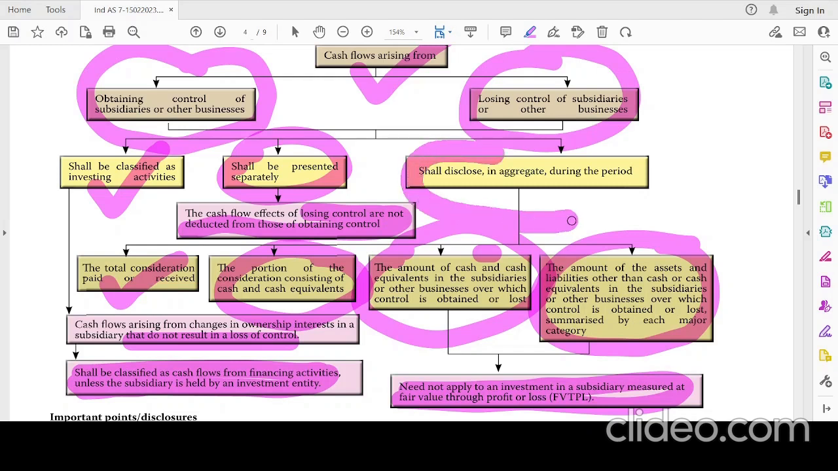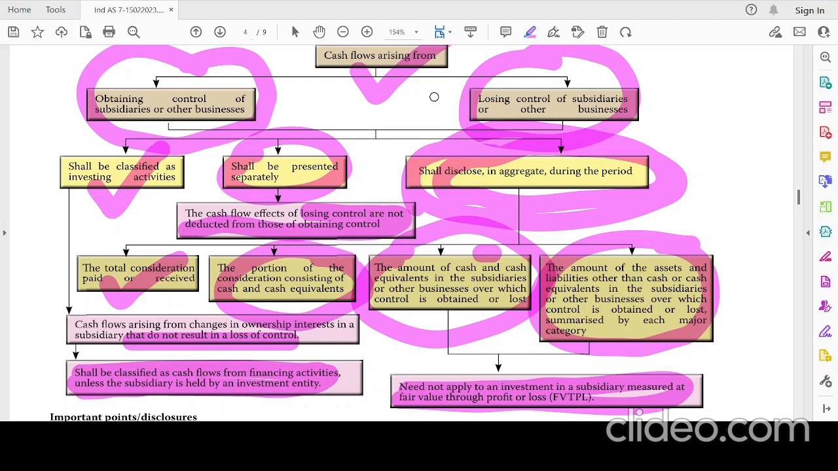They shall disclose in the aggregate. They have to disclose in an aggregate manner. Either it is obtaining control or losing control, I have to check. First, I will classify it as an investing activity, and if the change in ownership does not result in loss of control, then the amount will be shown as a financing activity, and that's all. No other adjustment is there.